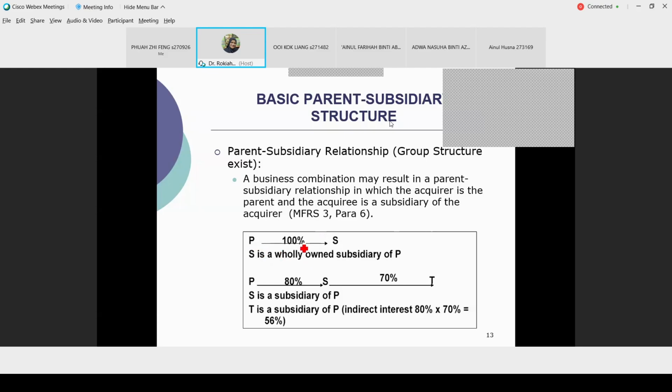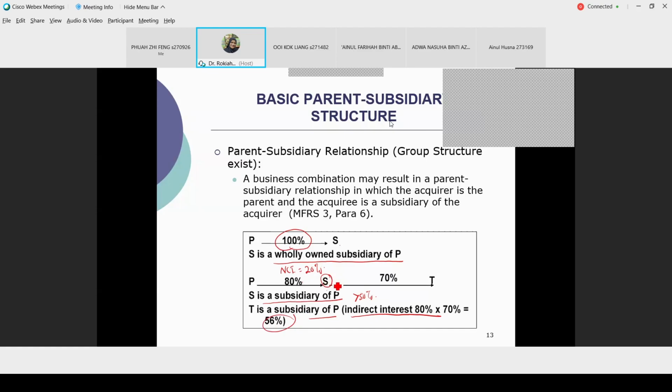If you look at the first one, when the parent controls 100% of the shares in the subsidiary, this subsidiary is considered a wholly owned subsidiary of the parent. Wholly owned means that 100% of the shares of the subsidiary are controlled by the parent. This is another situation. The parent controls subsidiary S at 80%, so the other 20% is the non-controlling interest. S is considered a subsidiary of P because P has more than 50%, so they have control. And then it says that indirectly, T is also a subsidiary of P through the indirect interest of 56%.